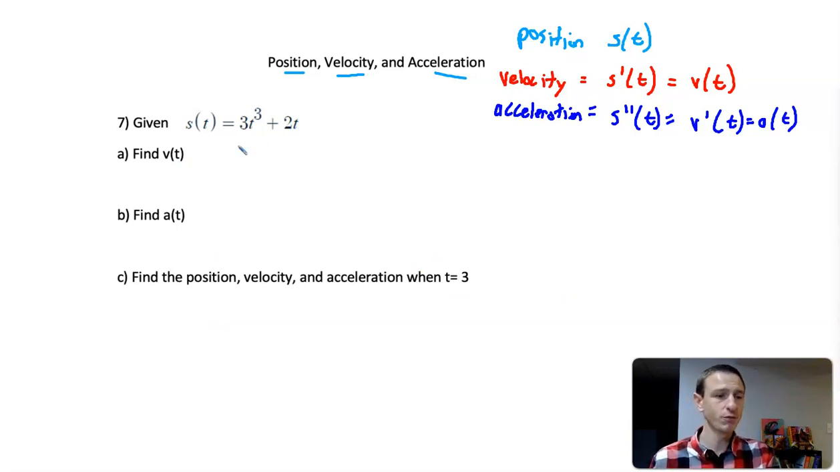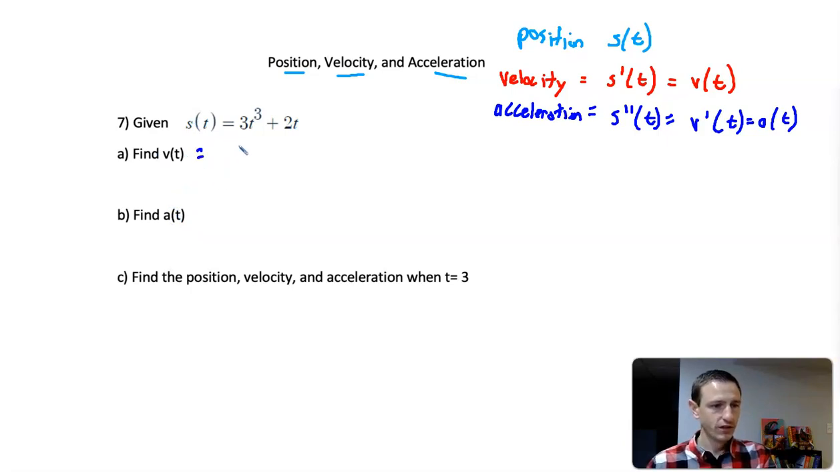Because sometimes you might even be given v of t. You might be given the velocity. So then how do you get to acceleration if you're given velocity? You just take the derivative of your velocity. If you're given position, how do I get to acceleration? Take the second derivative of position, first derivative of velocity. So let's go ahead and do these examples.